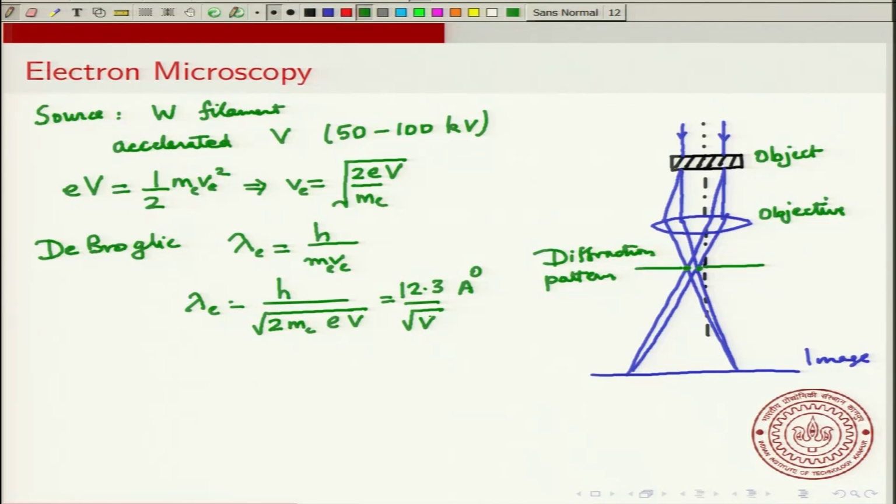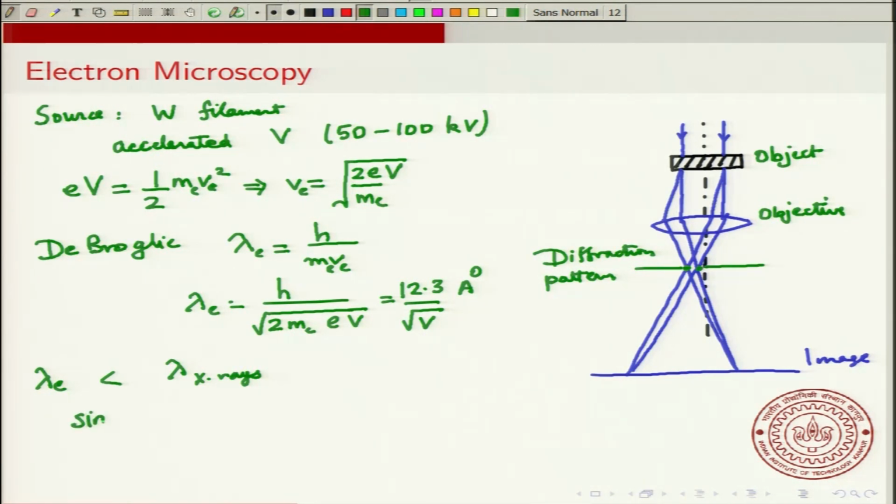So you get 12.3 divided by square root of V, in angstroms. Now, if this V is 50,000 volts, then the wavelength will be much smaller than 1 angstrom. So the wavelength lambda e is less than the wavelength of X-rays. X-rays are typically about 1 angstrom, but this is much less than 1 angstrom.